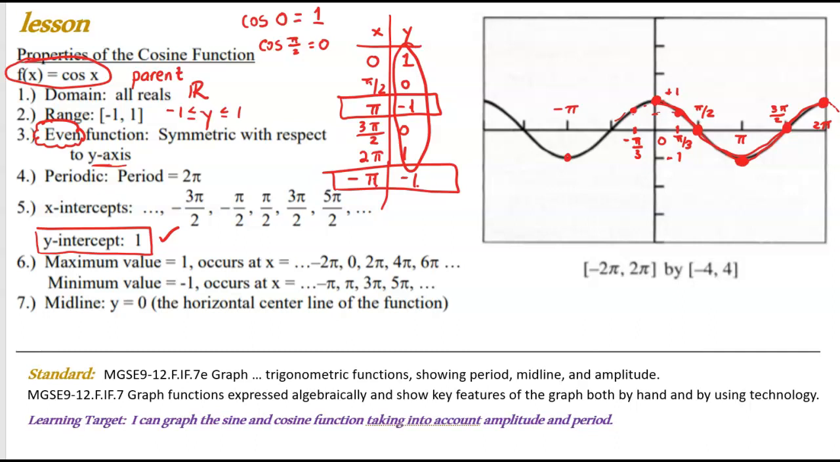So every point on the right side of the y-axis has a mirror on the left side. You have symmetry with respect to the y-axis, which numerically makes sense. For every pair of opposites, you have the same y value, same output. So numerically, opposites in, same output. That's what it means to be even.